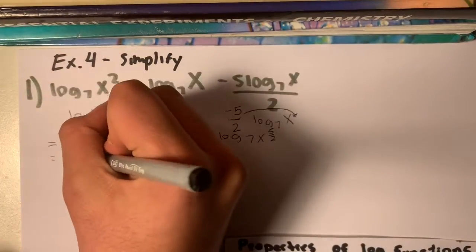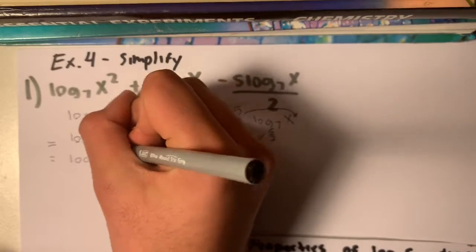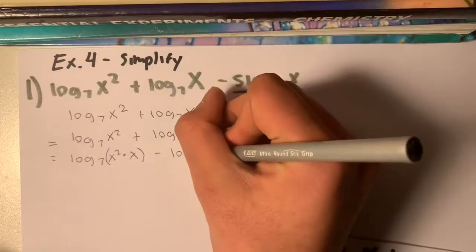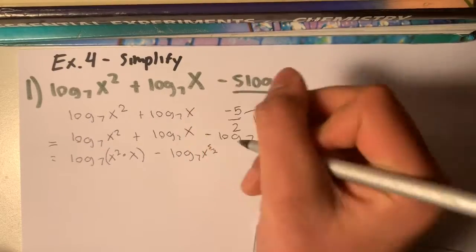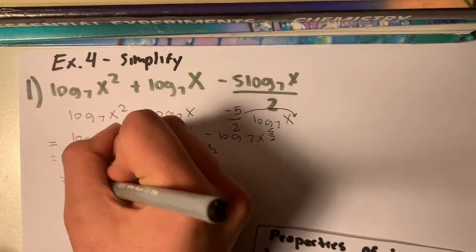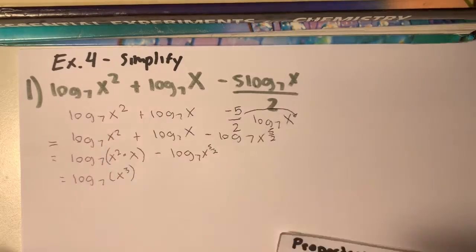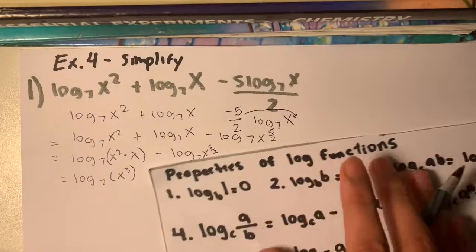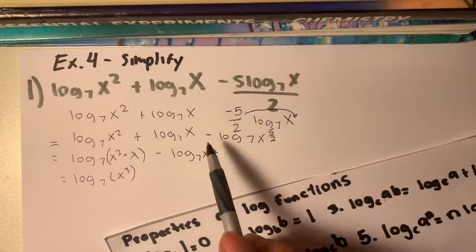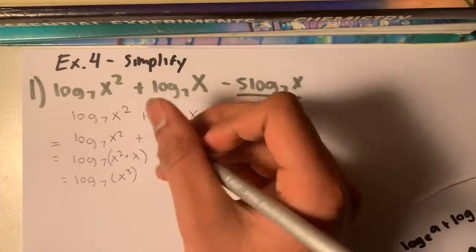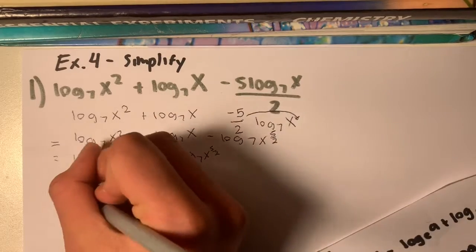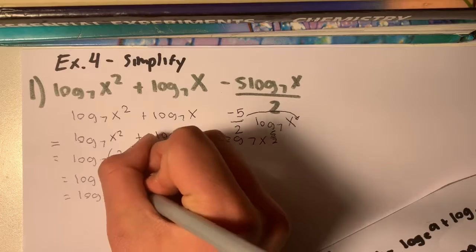So it's going to be log 7x squared times x, and subtract log base 7x 5 over 2. So this is going to give me log 7x3, and as I'm subtracting, it's known as division. When 2 exponents are dividing, the exponent is subtracted. So it's just going to be x3 subtract 5 over 2, and this gives me log 7x 1 over 2.